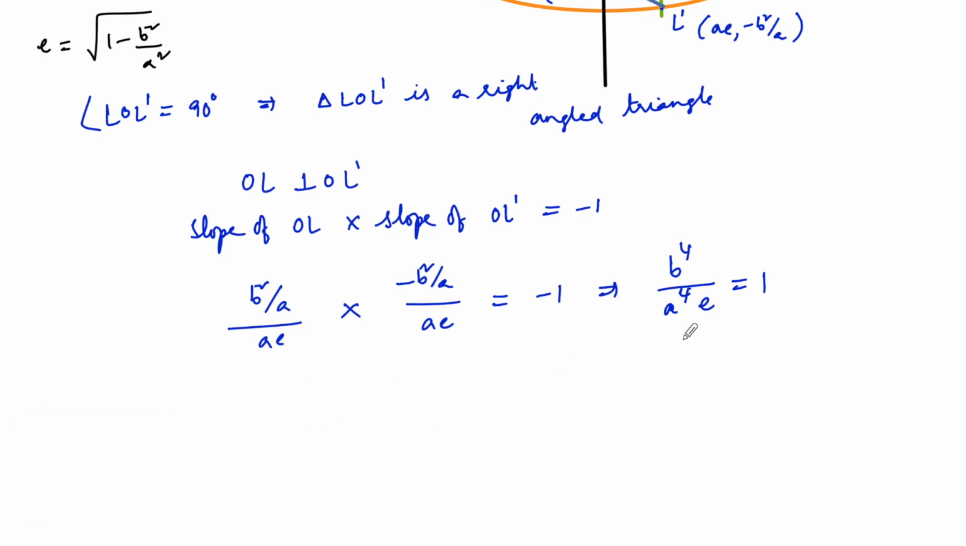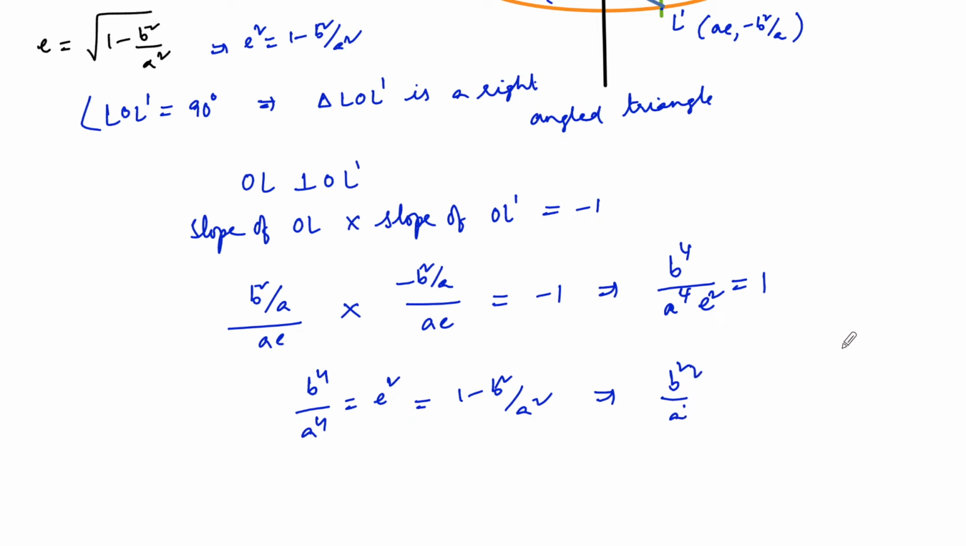So or else we can write e square here, sorry. So b power 4 upon a power 4 is equal to e square, and we know that e square is equal to 1 minus b square by a square. So let us substitute here 1 minus b square by a square, so that we can write here (b square by a square) whole square plus b square by a square minus 1 equals to 0.